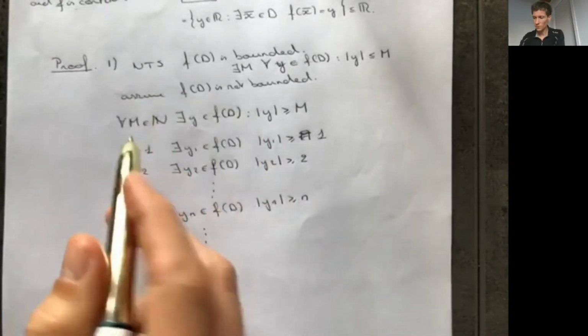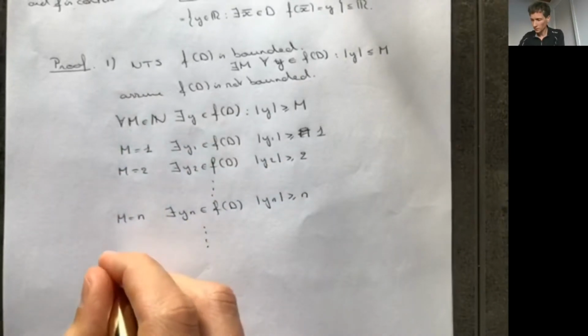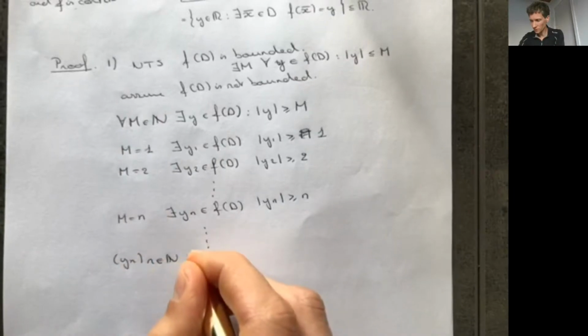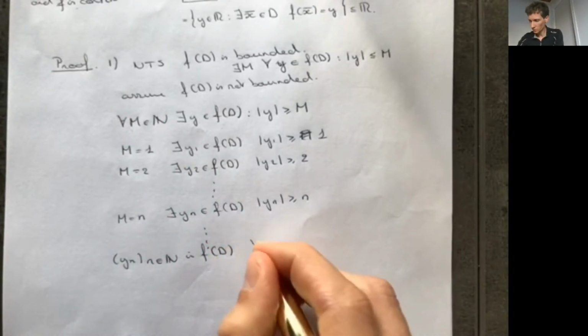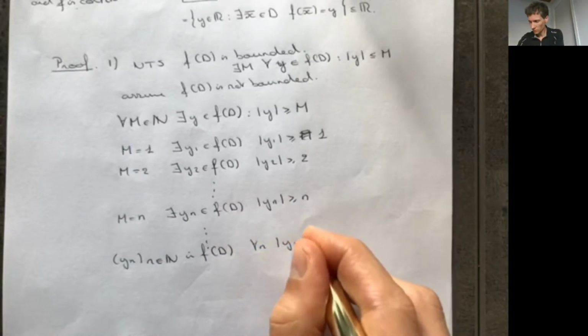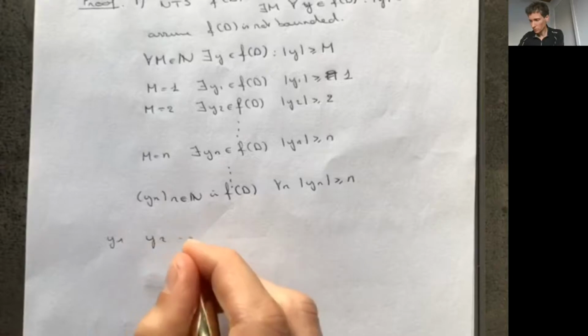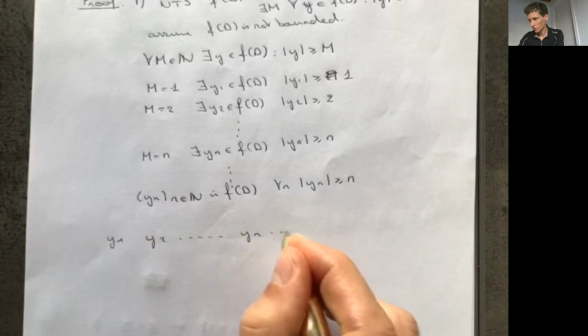So if we continue doing this, plugging in more and bigger values for m, then in the end we will get a sequence of numbers in the range such that for all n, the absolute value of yn is greater or equal to n. So here we have y1, y2, up to yn, and so on. This is my sequence of y's.